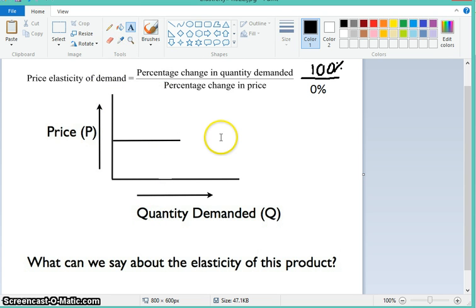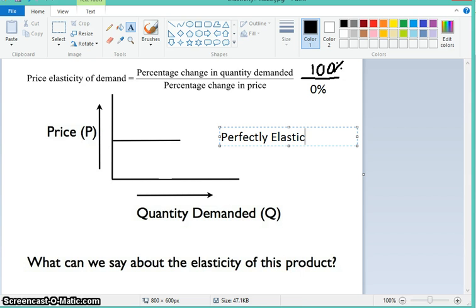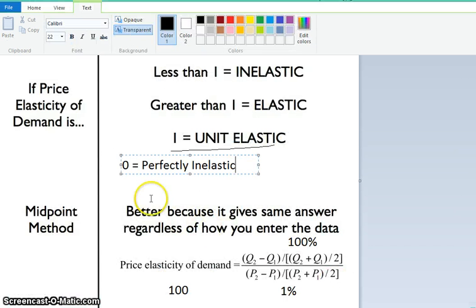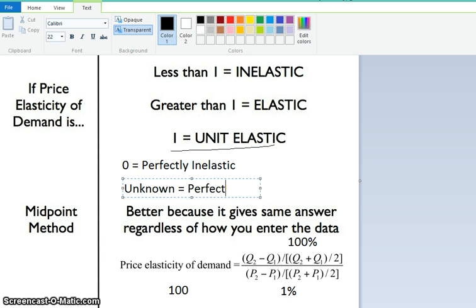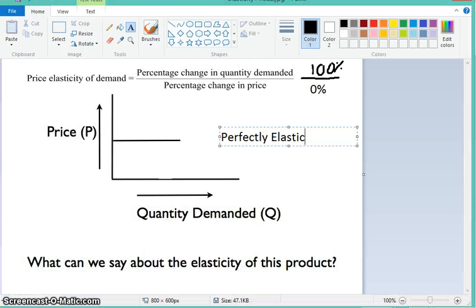So this is what we call perfectly elastic. Okay? So anything that is unknown, or I guess it's kind of like infinite, but an unknown, oh shoot, wrong one. An unknown price elasticity of demand equals perfectly elastic. Alright? And then anything in between, say, anything over 1 but not unknown, is relatively elastic. Okay?